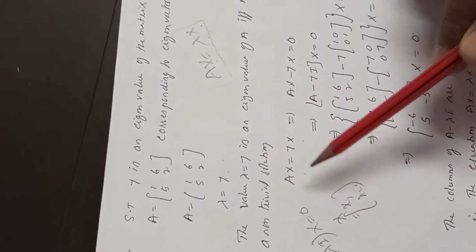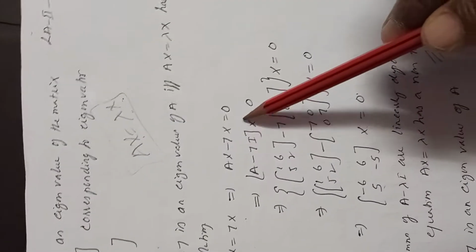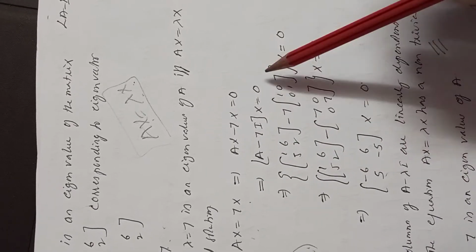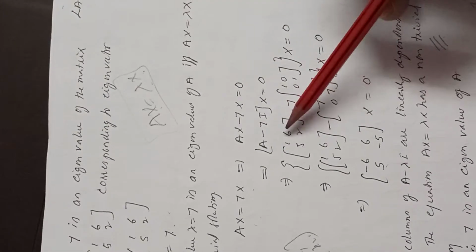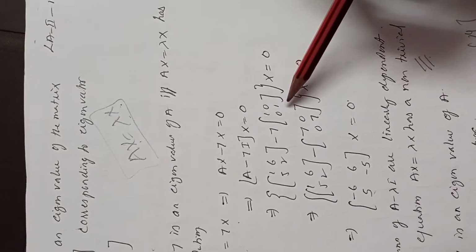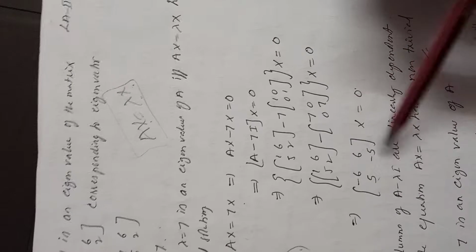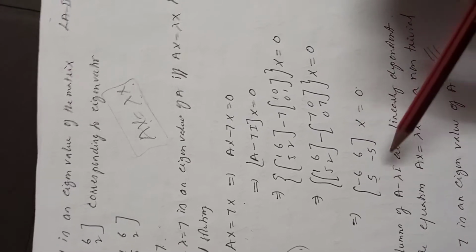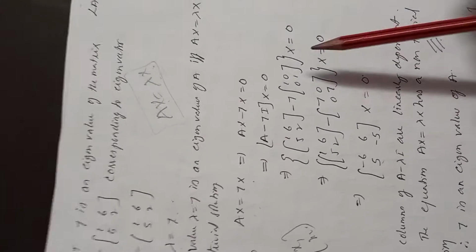That means Ax is equal to 7x. We need to find x, right? We are solving this equation. Ax minus 7x is equal to 0. (A minus 7I) into x is equal to 0. A matrix is [1 6; 5 2] minus 7 into the unit matrix [1 0; 0 1]. Why do we take a 2 by 2 unit matrix? Because the given matrix is of order 2 by 2. After simplifying, we get [-6 6; 5 -5] into x is equal to 0.